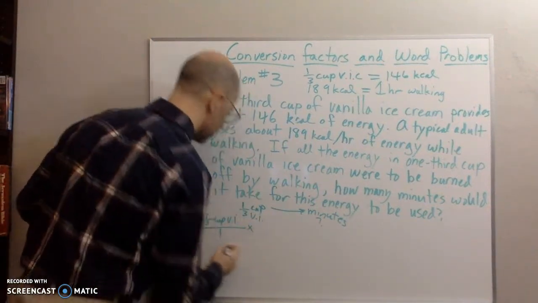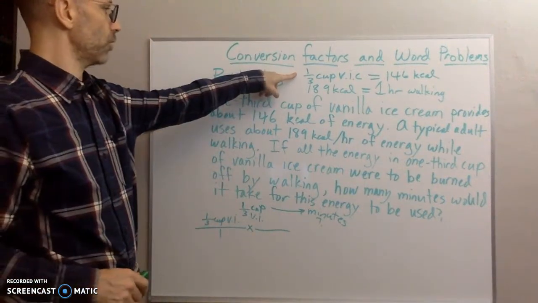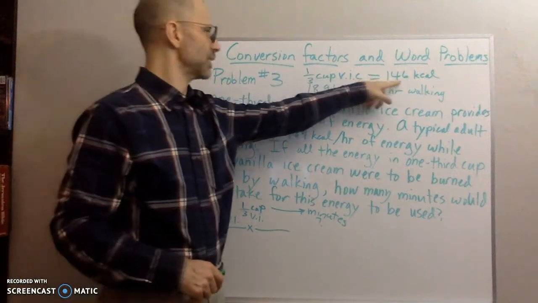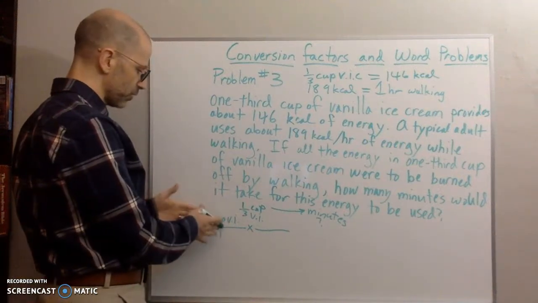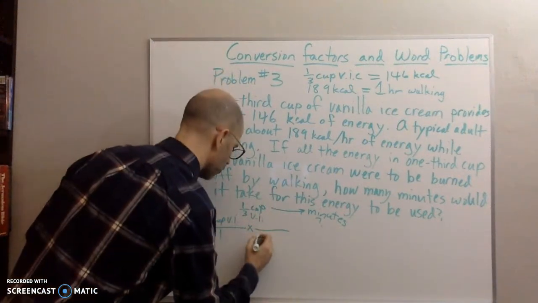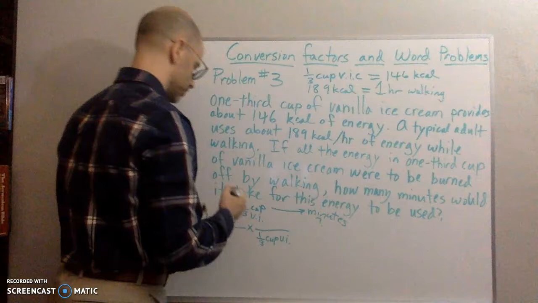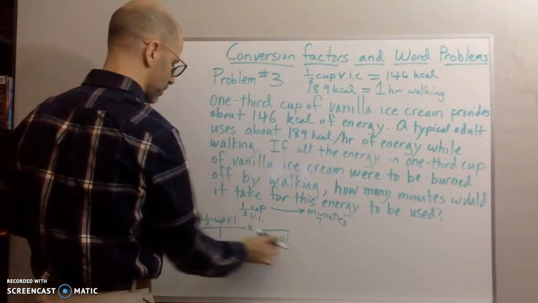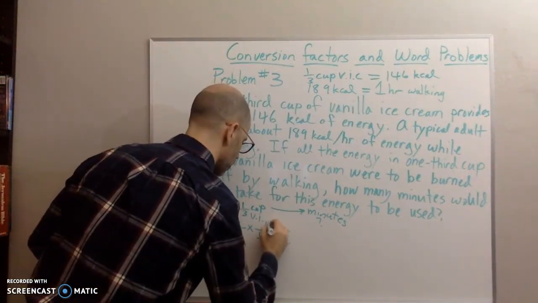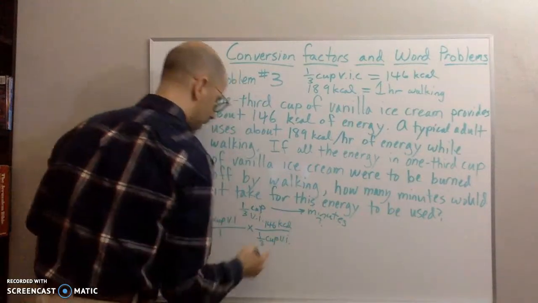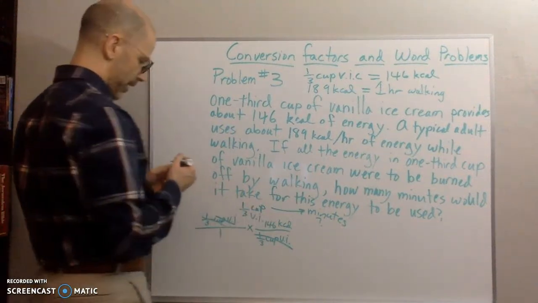So now we need to figure out our next conversion factor. So what do we say? We have 1/3 of a cup of vanilla ice cream is equal to 146 kilocalories. So we can use that to convert 1/3 cups of vanilla ice cream into kilocalories. So here we have 1/3 cup of vanilla ice cream, and that's going to be on the bottom because I want to cancel that out. And then I'm going to put 146 kilocalories on top. So the 1/3 cup of vanilla ice cream cancels out, and now I have kilocalories.